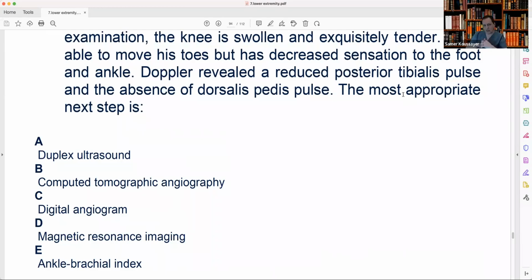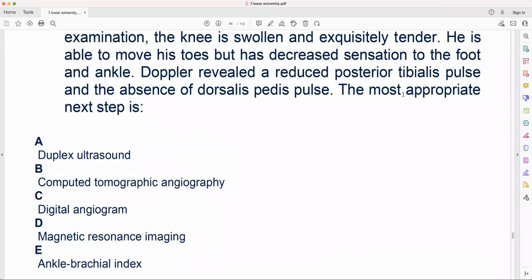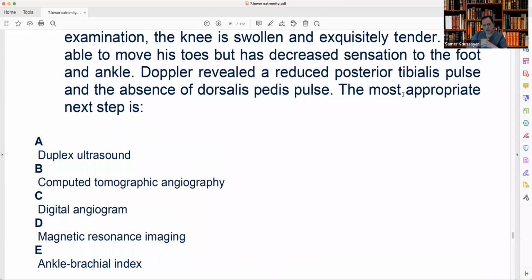What about digital angiogram? It's invasive, so it is better to start with CTA as the next step. We rarely do digital angiogram nowadays, unless you're planning an intervention, because CT angiogram has almost replaced it. MRI is very good, but it's just too much, and it's not our first option. What about ABI?